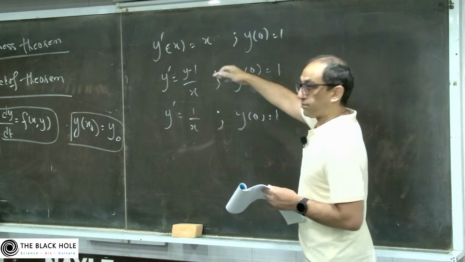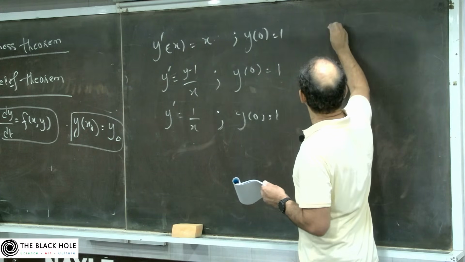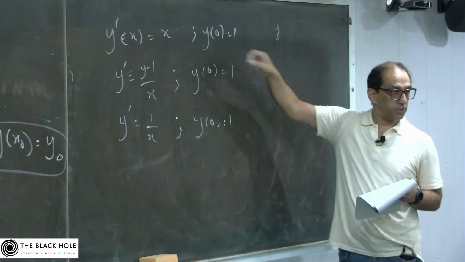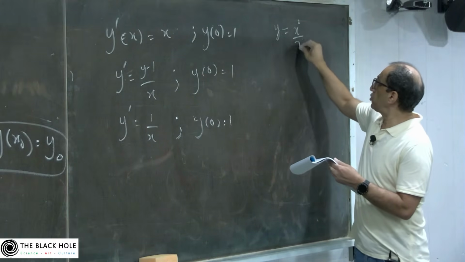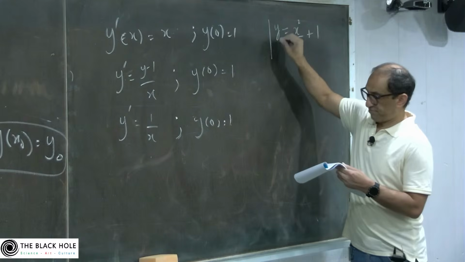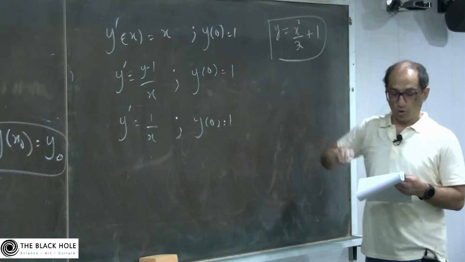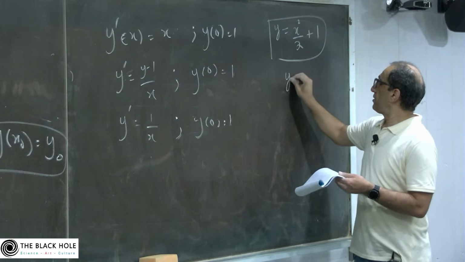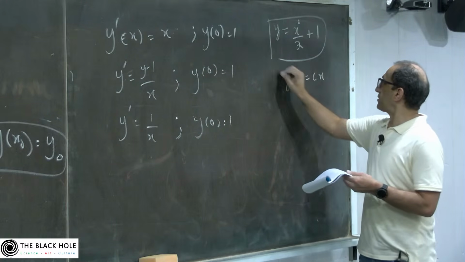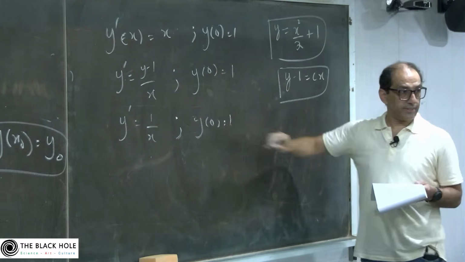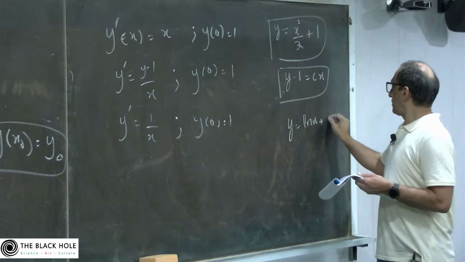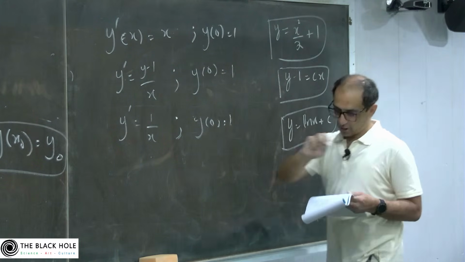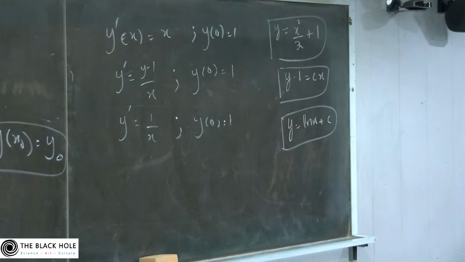So if I solve this equation and substitute this value, I will have y is equal to x square over 2 plus 1. If I solve this, I will have y minus 1 is equal to cx. And if I solve this, I will have y is equal to log of x plus c. Okay. पहले इनके बारे में बात कर लें हम, then we will move forward.